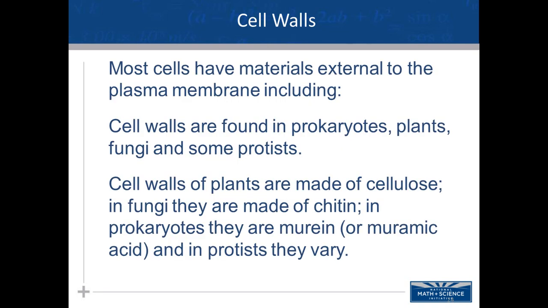So most cells have materials external to the plasma membrane, except for animal cells, meaning they don't have a cell wall. Cell walls are found in prokaryotes, plant cells, fungi, and some protists. The cell walls in plants are made out of cellulose, but in fungi they're made out of a modified carbohydrate called chitin. In prokaryotes, they are made out of peptidoglycan or muramic acid, and the cell walls found in protists can vary depending upon the species.